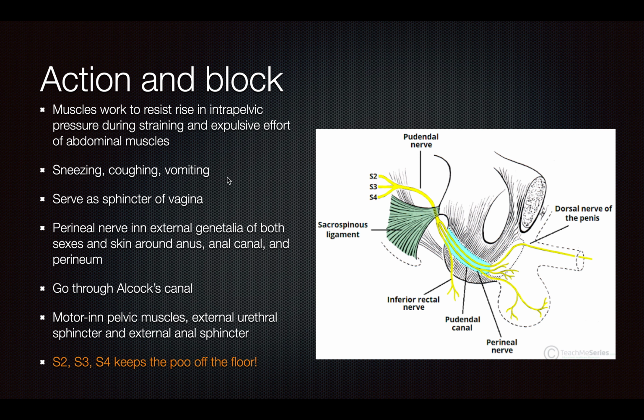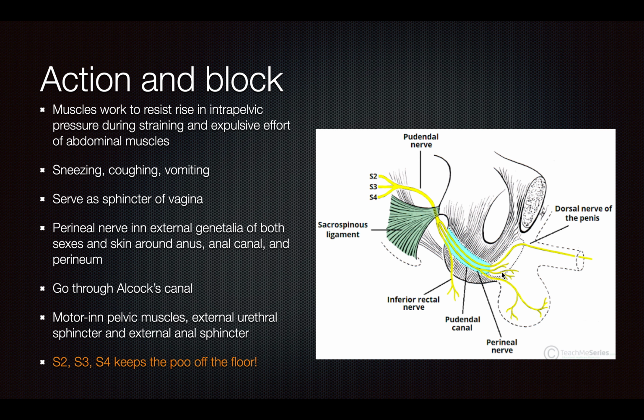And then what is important is that the perineal nerve will innervate the external genitalia of both the sexes and the skin around the anus, the anal canal, and the perineum. It goes through this canal, also known as the pudendal canal, and anatomically it's known as Alcock's canal. And then there are the motor nerves that will innervate the pelvic muscles, the external urethral sphincter, and the external anal sphincter.